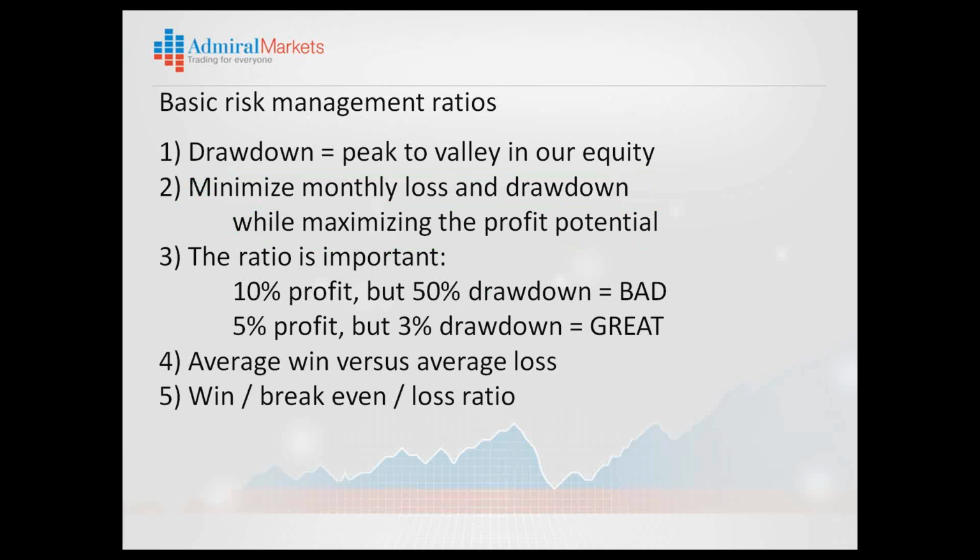That ratio is important because if you make 10% profit but you have a 50% drawdown, that's bad. But if you make 5% profit but a 3% drawdown, it's great. So although you're winning only 5 and not 10, the drawdown levels skew the investor's interest in the 5%, and almost everyone I know would choose the 5% profit above the 10% profit if the drawdown is that drastically less. You also have to know your average win versus your average loss and what your win-loss ratio is. Those are just basic risk management ratios, or even money management ratios maybe.